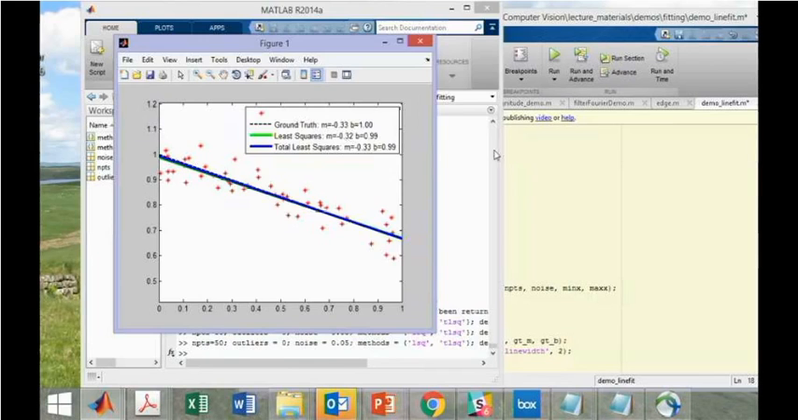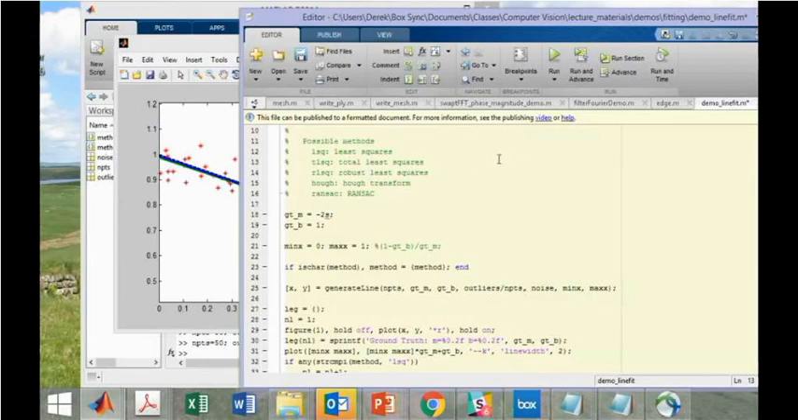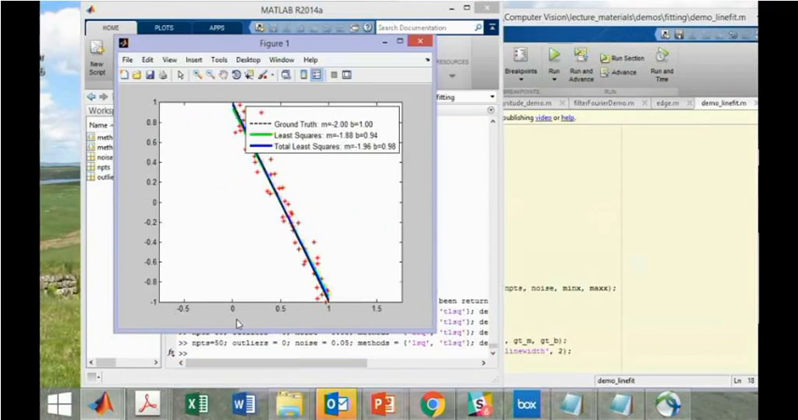Oh, I forgot to save that, and I also had a typo. -2. Okay, so the ground truth is -2.1. Least squares is predicting -1.88, and total least squares has a better, more accurate prediction of -1.96. That's because it's a better fit to the noise model. So if I generate that some more times.